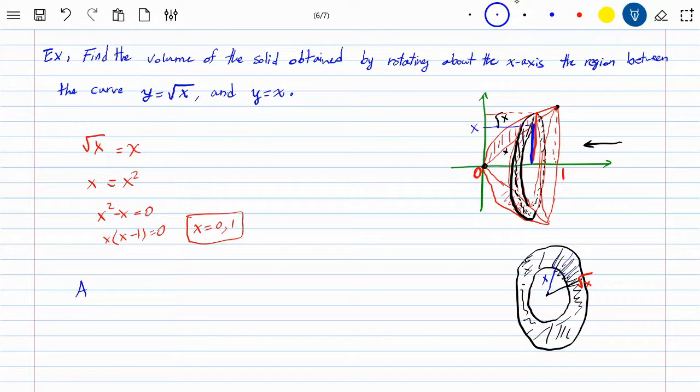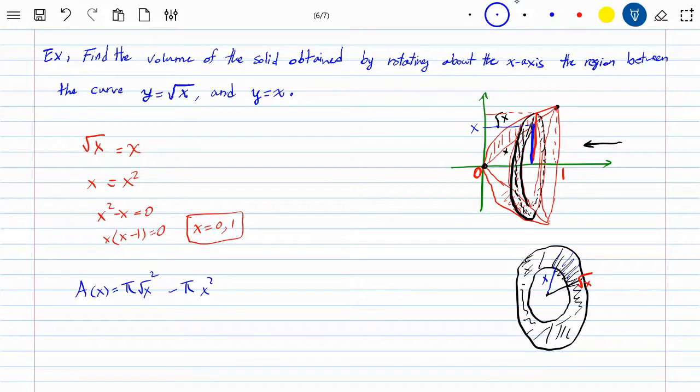The area would be pi r squared minus, it would be the difference of the two areas. One is the bigger circle minus the smaller circle. Pi square root of x squared, this is the radius of the bigger one, minus pi, the smaller circle squared, radius of the smaller circle squared. Pi r squared, x squared in this case.